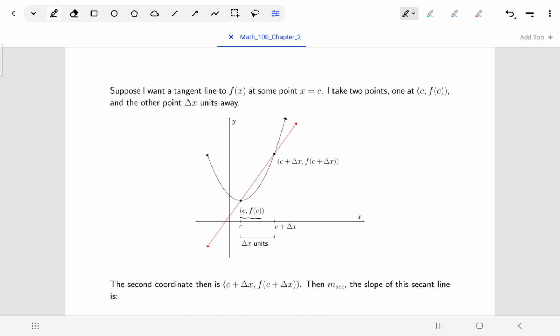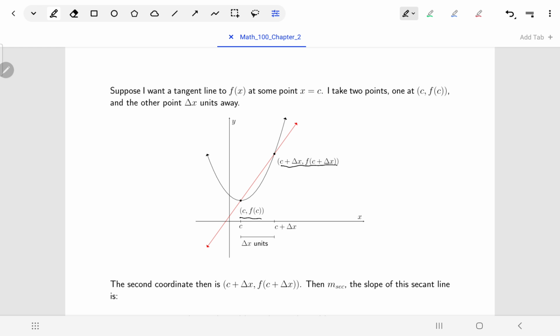So what I'm interested in is letting my two points get as close to each other as possible. So I'm going to introduce delta x as meaning the distance between my two x values. So if my first point is at c, then my second point will be delta x units away from c. Or in other words, my second point will have an x-coordinate of c plus delta x. And of course, if this is my x value, then putting it into f of x will give me my y value. So c plus delta x and f of c plus delta x.